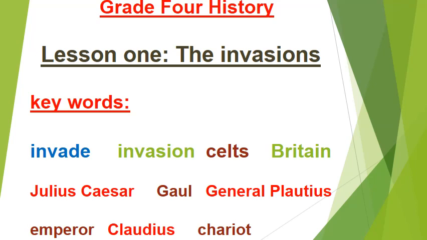Another word is Celts. The Celts were the people who lived in France and Britain a very long time ago. Britain denotes that big island which contains the three countries of England, Scotland, and Wales.